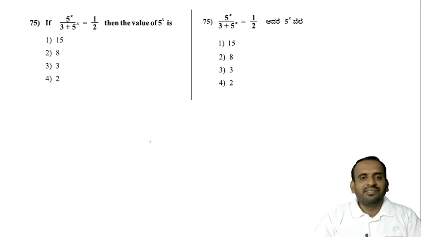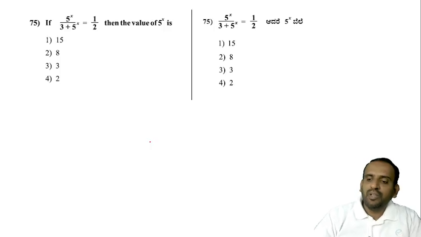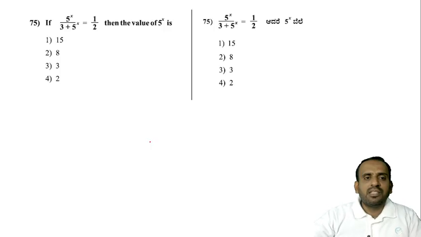Hello everyone, let us try to solve some problems on exponents. Okay, so the question goes like this: if 5 to the power of x divided by 3 plus 5 to the power of x is equal to 1 by 2, then the value of 5 to the power of x. Okay, what do we do now?